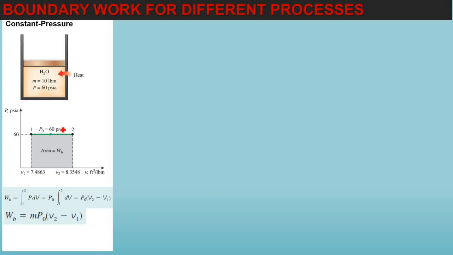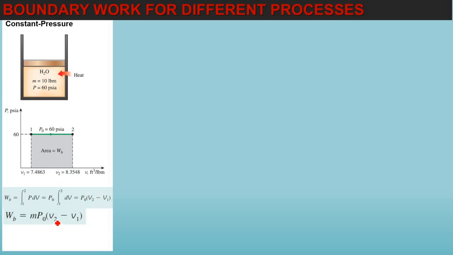Now let's take a look at several processes and boundary work associated with them. First, we are going to discuss constant pressure processes. Here we have a piston cylinder device that is going under a constant pressure process, and if we plot it on a PV diagram, we will have a straight horizontal line from state 1 to state 2, and we know that the area under the curve is WB, boundary work.